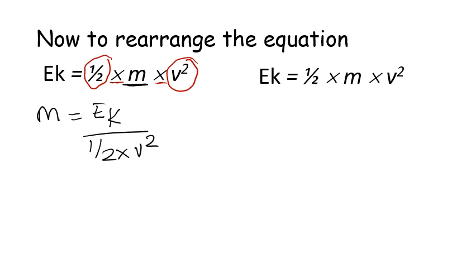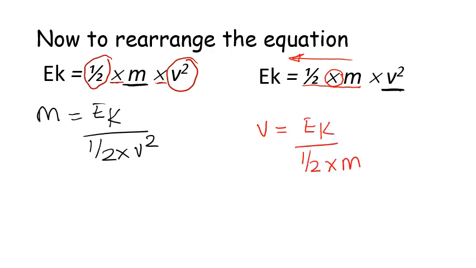On the other side, they may ask you to calculate velocity. This is a little bit more difficult. Again, I need to move 1/2 and mass to the other side of the equation. If they're on the other side of the equal sign, they become the inverse operation. Here they're a multiplication, so if I move them, they become a division. So velocity equals the kinetic energy divided by 1/2 times the mass.